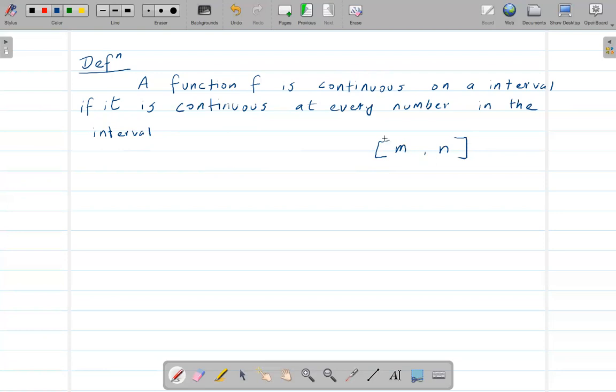So we can write the interval in this way as well. This means the interval is from the left-hand side, from m to n. Basically, if you see this number line, let's say there is m here, there is n here. So it's continuous on an interval if it is continuous at every number in the interval. At every point or every number in this interval, if it is continuous, then we can say the function is a continuous function. All right. So let's look at one example.